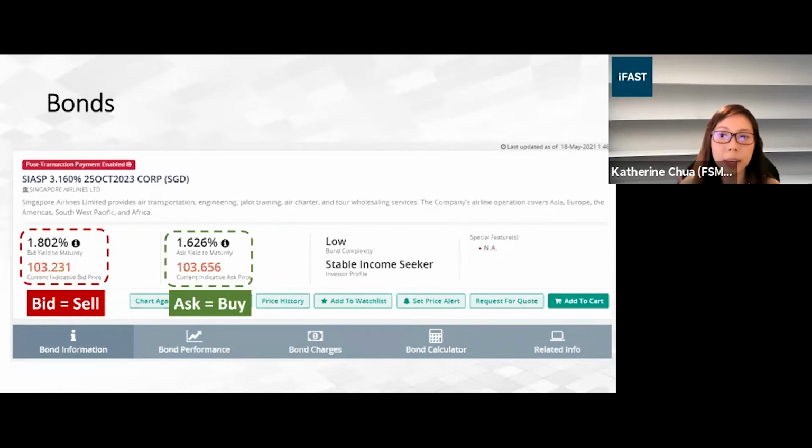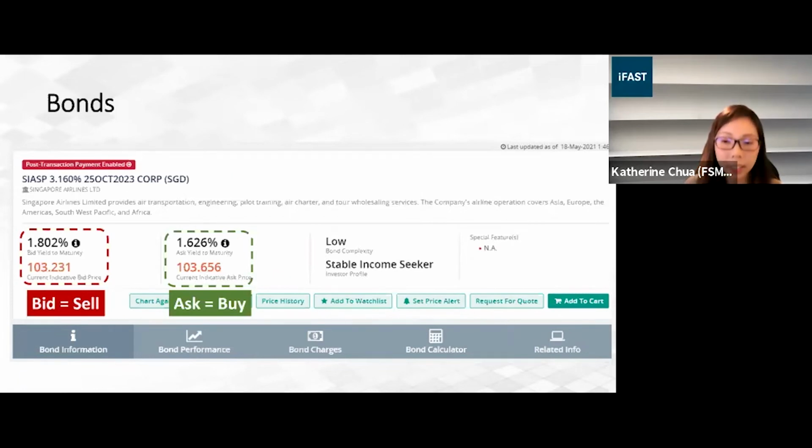For example, this buying price is 103.656. In such a case, we call this bond trading above par, because par value is 100. In other words, you are paying a premium to buy this bond today, because on maturity date, which is in October 2023, you will only be getting back 100, even though you paid 103.656 today.